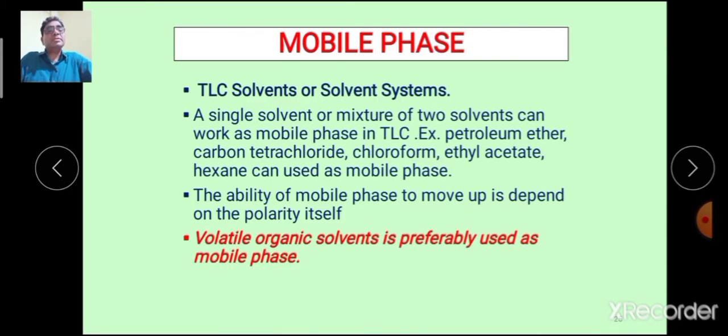Mobile phase is a liquid. Okay. For example, petroleum ether, CCl4, chloroform, ethyl acetate. The ability of the mobile phase to move up depends on the polarity itself, and a volatile organic solvent is preferentially used as a mobile phase.